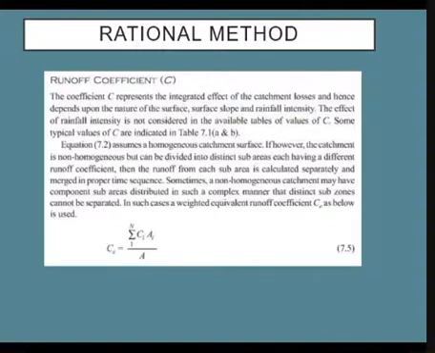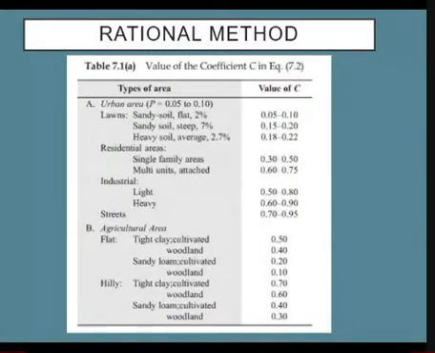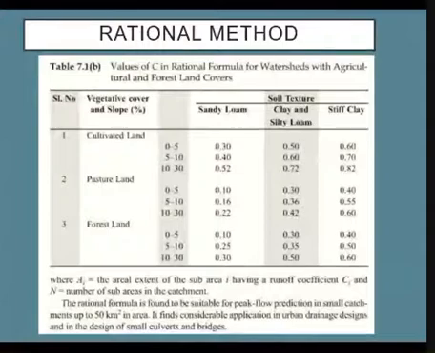C equals the summation of Ci Ai over A. These are the values of C for the rational formula. Then you are given also the values of C in the rational formula for watersheds with agricultural and forested land covers. All you've got to do is just to select the characteristic and then use that in the formula to fill in C.